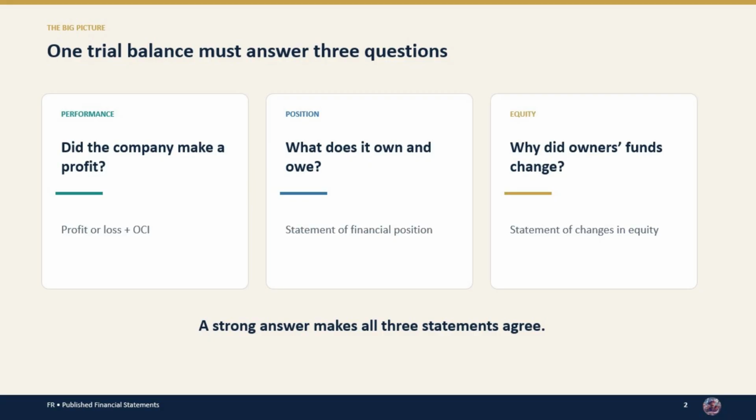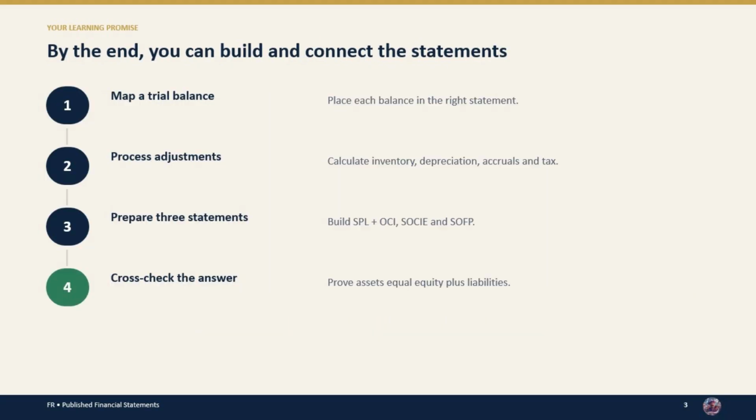Performance asks whether the company made a profit and whether there was other comprehensive income. Position asks what the company controls, what it owes, and what remains for owners at the reporting date. Equity asks why the owner's interest changed during the year. These are different views of the same accounting records. A strong answer is not merely three tidy statements. The figures must connect. Here is our route.